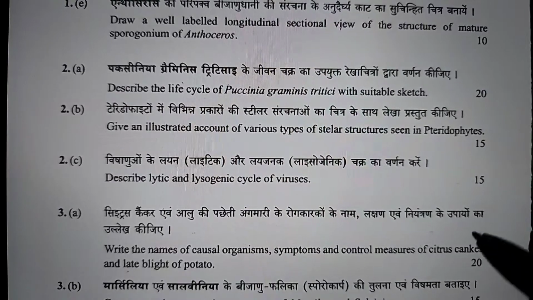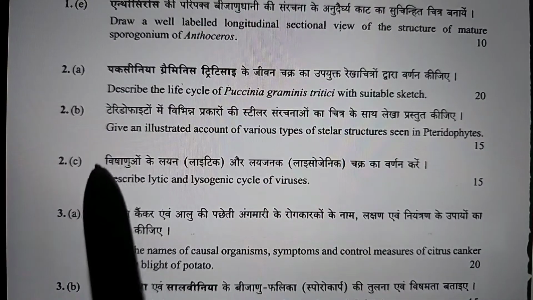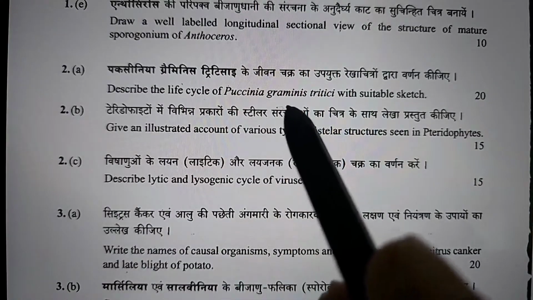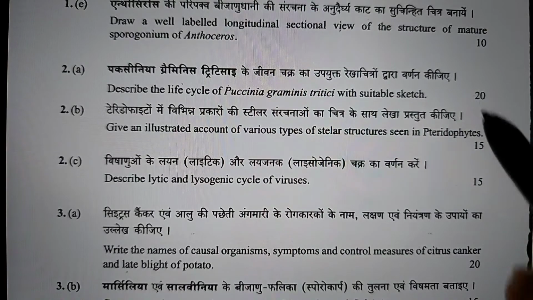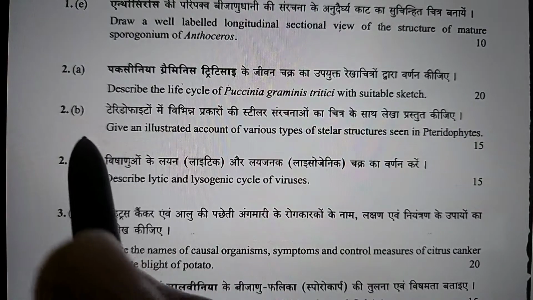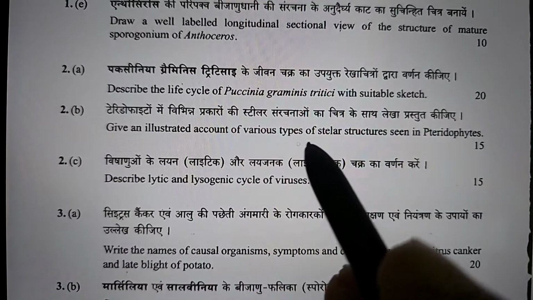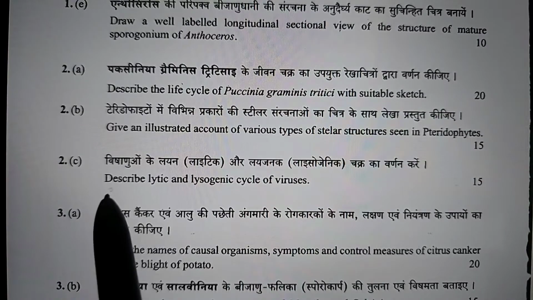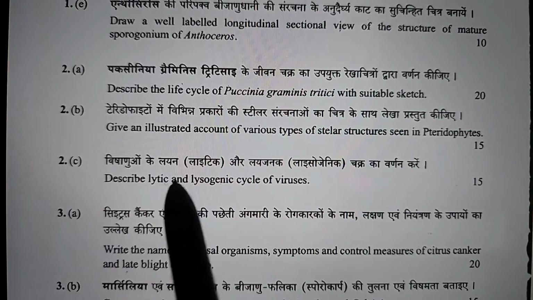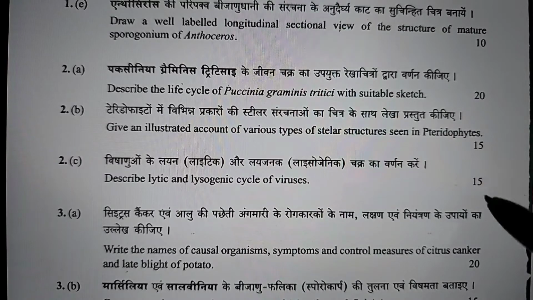Question number 2 has 3 parts. The first one is: describe the life cycle of Puccinia graminis with suitable sketches. Marks is 20. The second one is: give an illustrated account of various types of stelar structure in pteridophytes. Number 3 is: describe the lytic and lysogenic cycle of viruses. These are 15 marks questions.